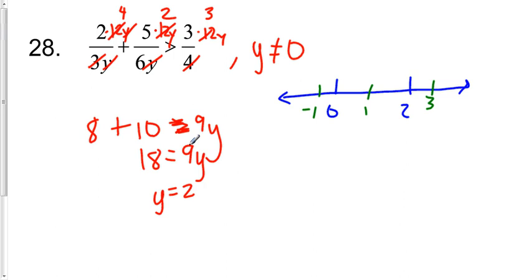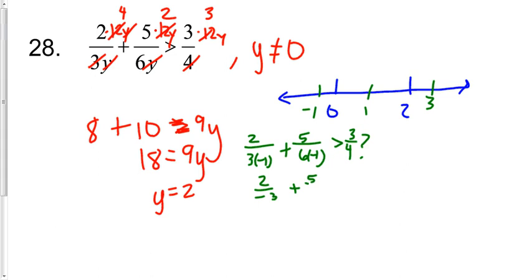Let's see. So I'm testing -1 right now. So I'm going to take 2/3 times -1 plus 5/6 times -1 and see if I get an answer bigger than 3/4. Now, one thing I'm noticing right away is that these two fractions will be negative, and if I'm adding two negative fractions, there's no way that they're going to be greater than 3/4. So my answer here is no. -1 is not a solution, and that means everything to the left of 0 is not a solution.